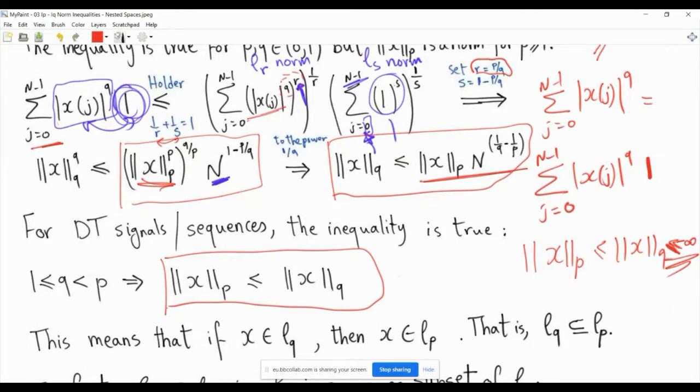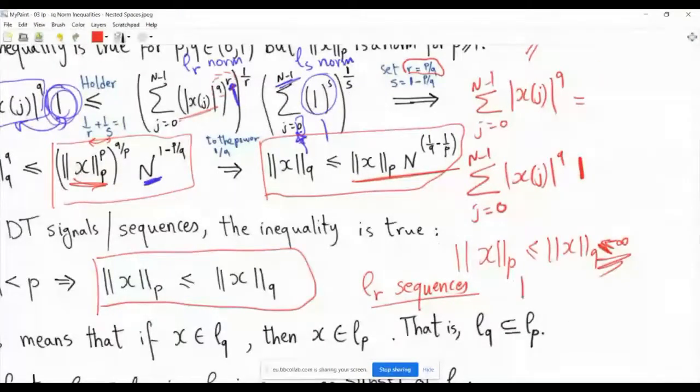Okay, so let's review what I said in the previous lecture regarding the LP sequences. Let's call them another name, the LR sequences. So what are the LR sequences? Those are sequences for which if you compute the LR norm, then you get a finite number. So basically this means that for the sequence, if you compute the rth norm, then you get something that is finite. Then you say that this sequence is part of the so-called LR space of sequences. So those are the sequences with a finite LR norm.